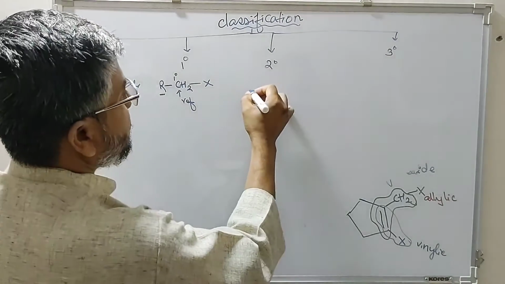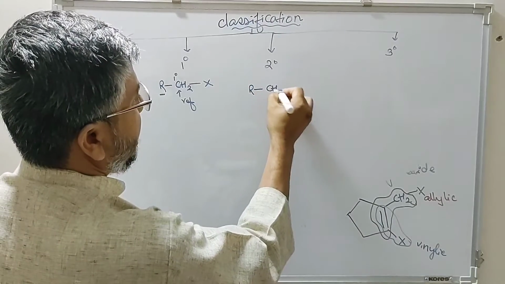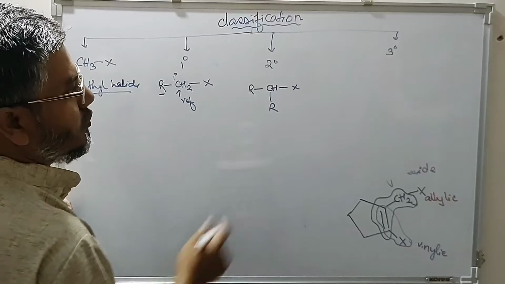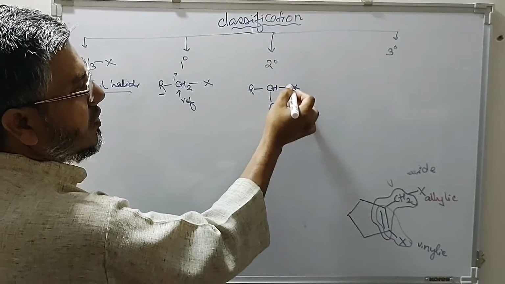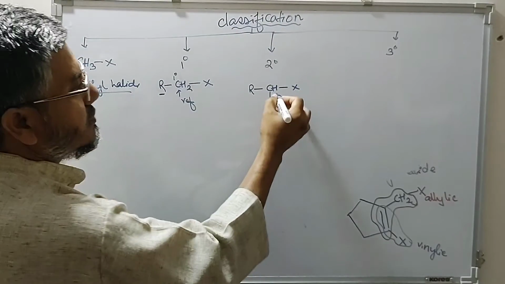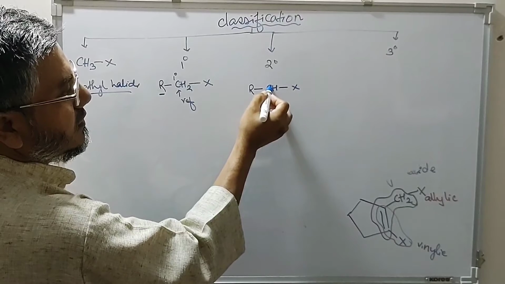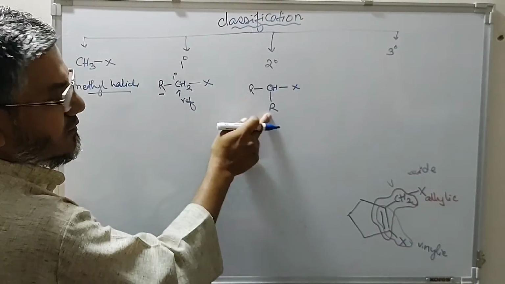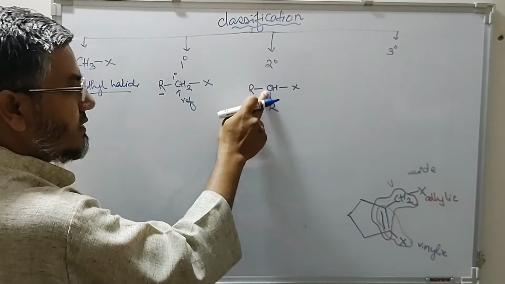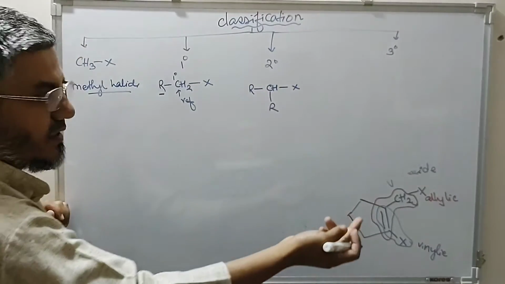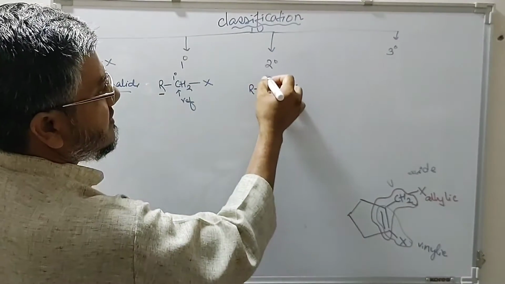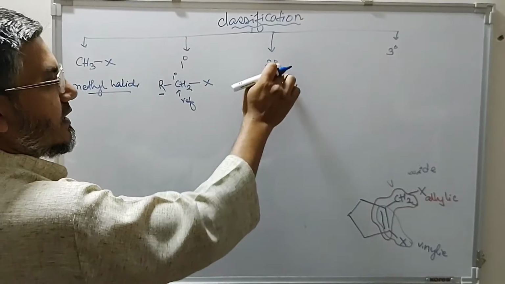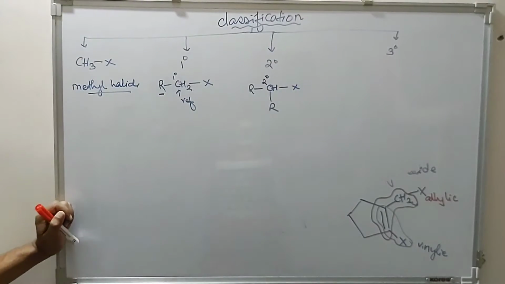Now coming to secondary, we have R2CHX. So look at this, we are talking of this carbon atom in which halogen is bonded. So this carbon in which halogen is bonded is attached to two other carbon atoms. So the carbon atom which is bonded to two other carbon atoms is known as secondary carbon, and halogen is attached to secondary carbon. So we say this is secondary alkyl halide.